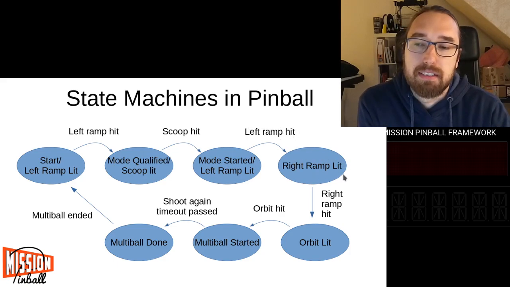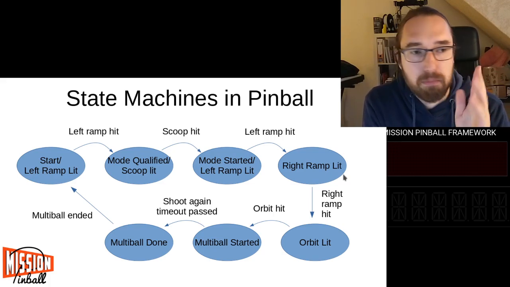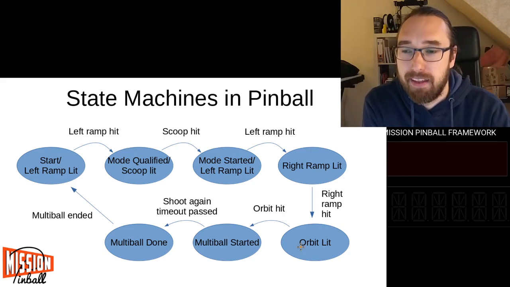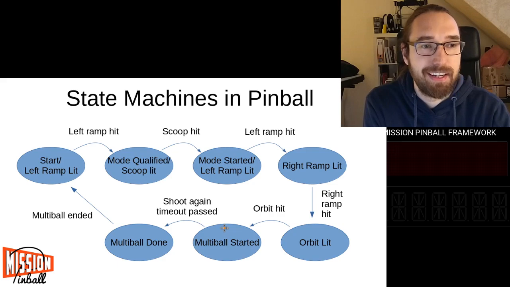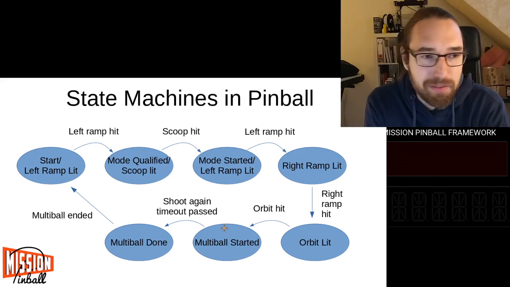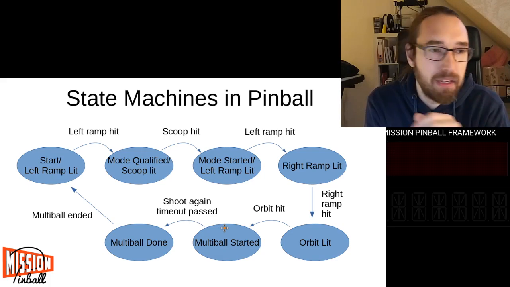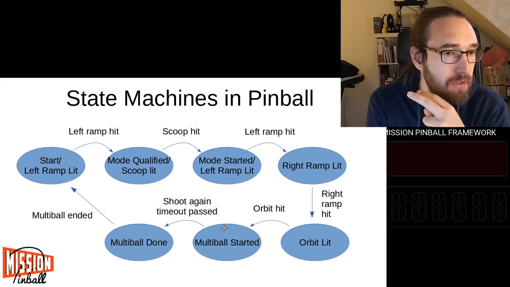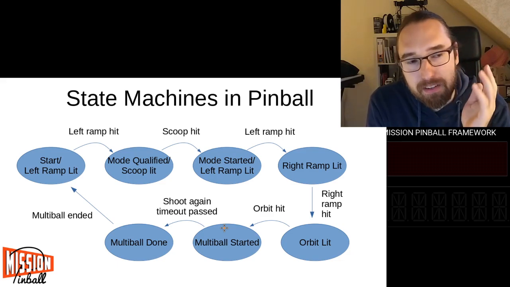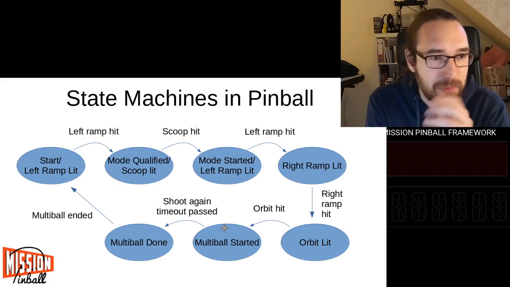Then we go to the state right ramp lit. So we indicate the right ramp, the player hits the right ramp, it goes to orbit lit, you shoot the orbit, and then the fun starts. We start multi-ball. So we post some event, and that event starts multi-ball in MPF. You get 2 additional balls, so you have 3 in total.